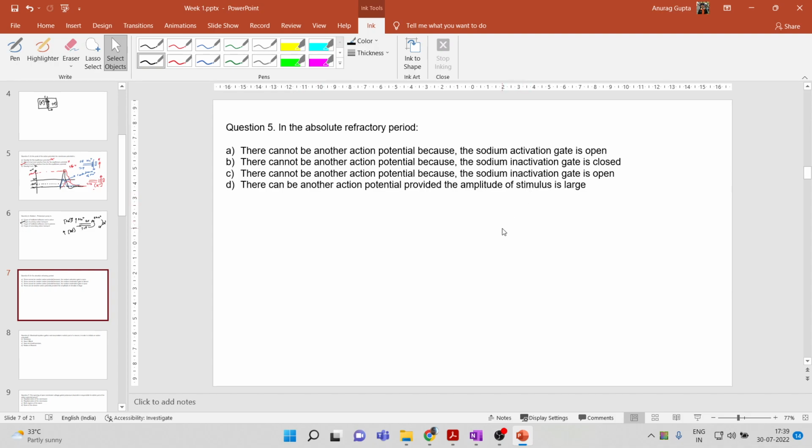So I'll give you guys 30 seconds again. You can answer this question. Be careful because it's slightly confusing here. Open, closed, activation, inactivation. This can be slightly confusing.